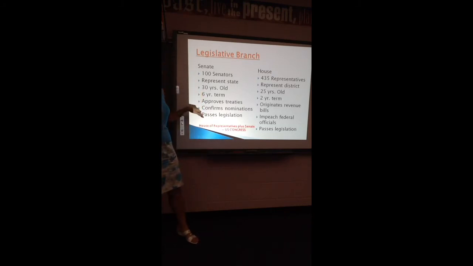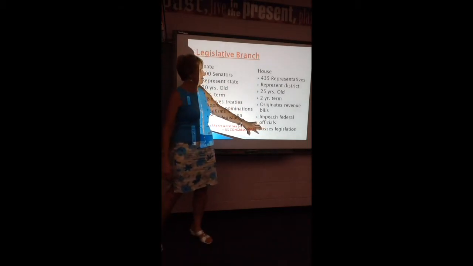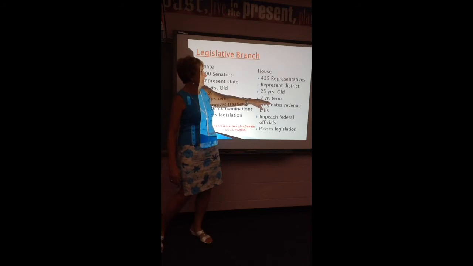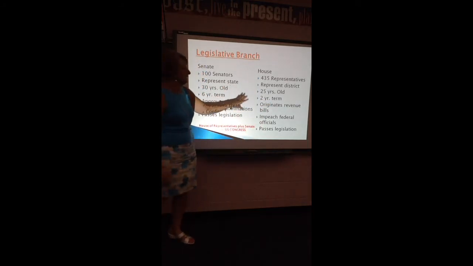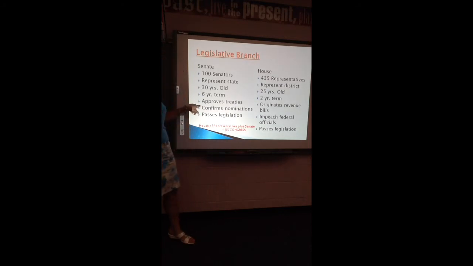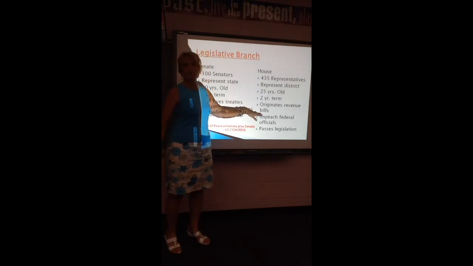You have the Senate, and it tells you how many senators you have. You have 2 from each state, and they represent the state, what the qualifications are. Then you have the House of Representatives, how long they serve, and it's based on population, and we will get into that. The Senate approves treaties, confirms nominations. If the president says, I want this person to be in the Supreme Court, the Senate confirms it, and it passes laws. The House is in charge of the money and how you spend it.